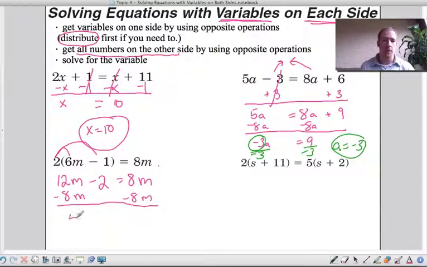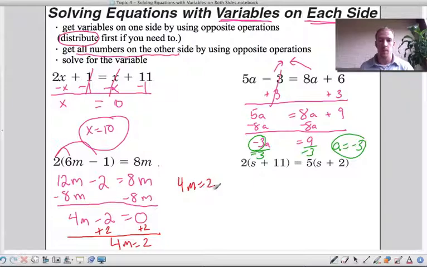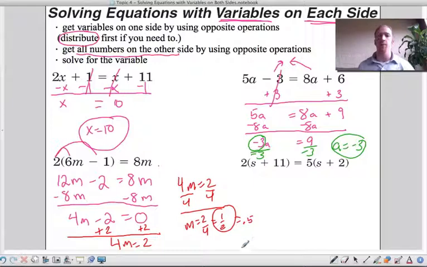alright, now I have 4m minus 2 equals, what's 8m minus 8m? That's just 0. So I write 0. So I keep it an equation. Then just add 2, and that gives me 4m equals 2. Divide by 4. That gives me m equals 2 over 4, or 1/2. I like fractions better, or you might like 0.5.